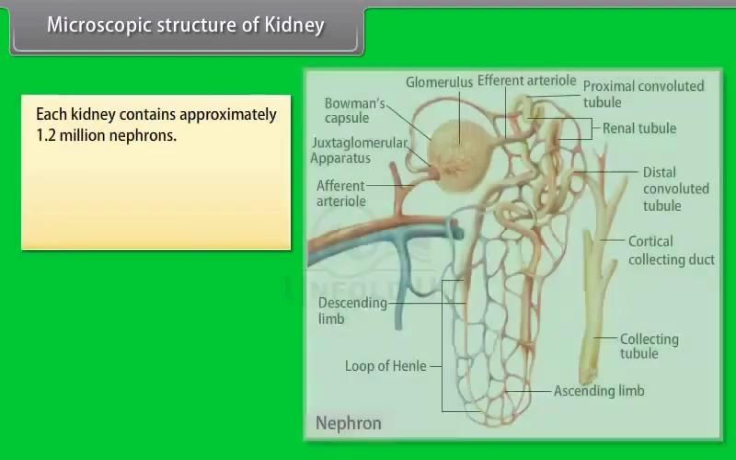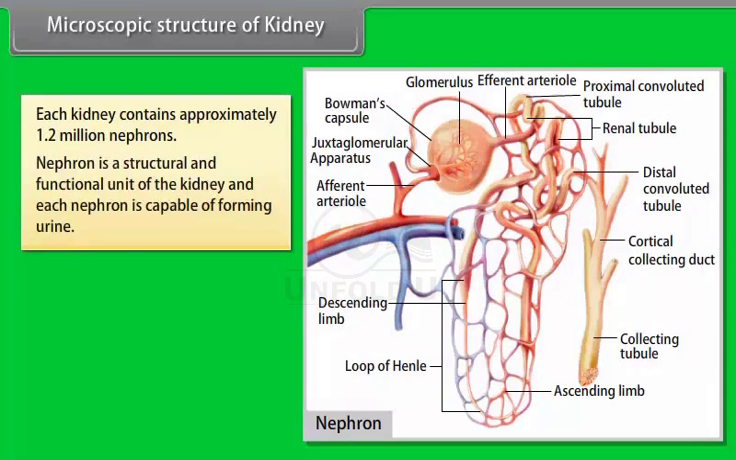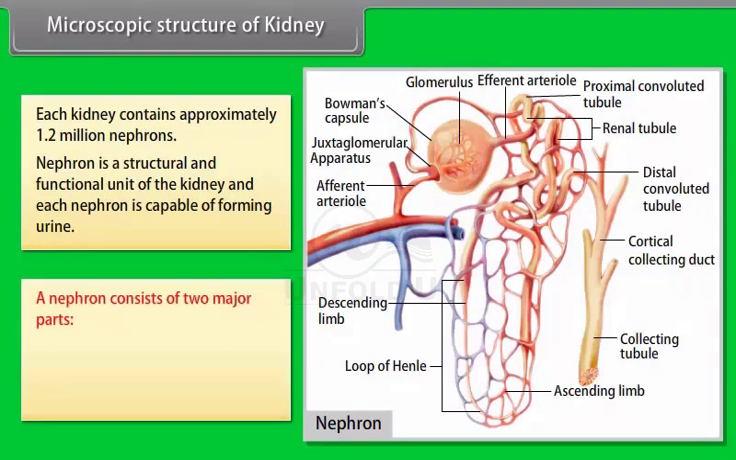Microscopic structure of kidney. Each kidney contains approximately 1.2 million nephrons. Nephron is a structural and functional unit of the kidney and each nephron is capable of forming urine. A nephron consists of two major parts: renal corpuscle and renal tubule.